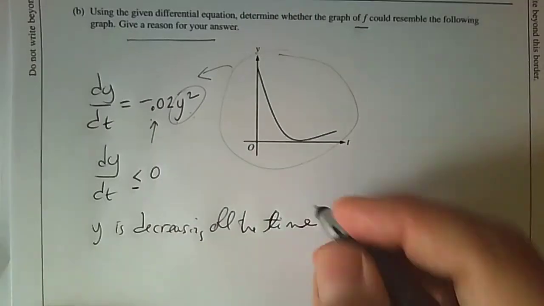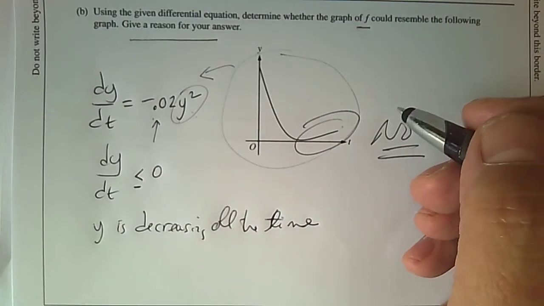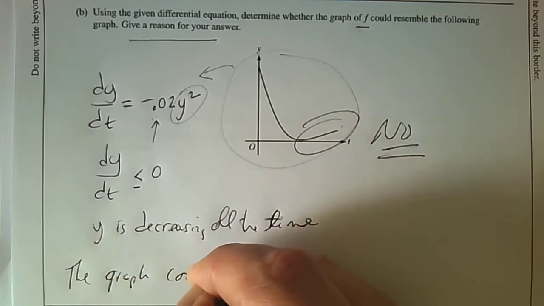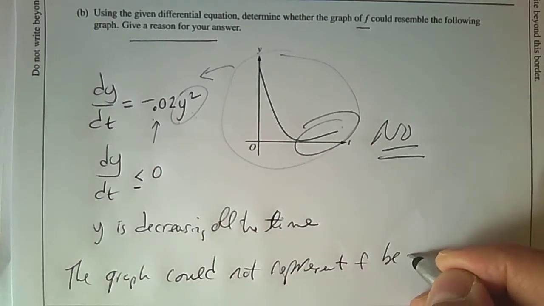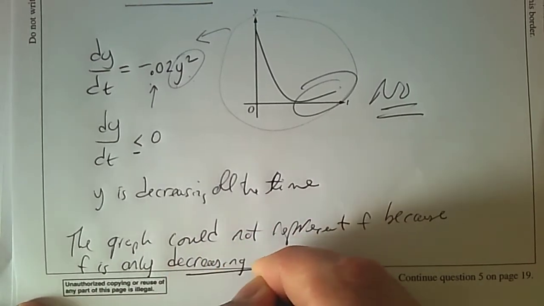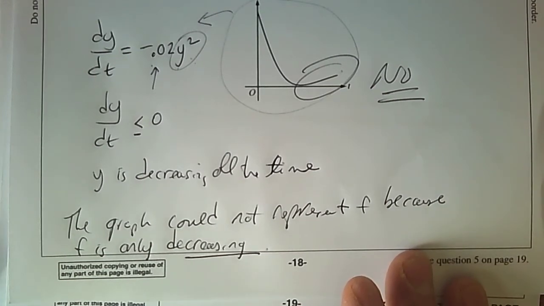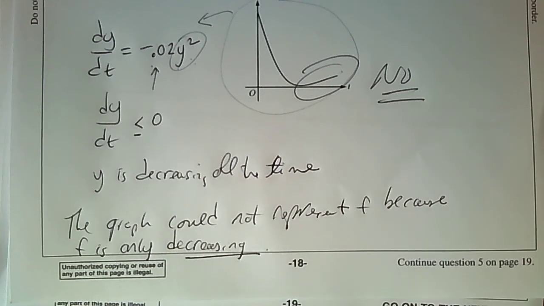Now look at the graph. Is this graph decreasing all the time? No. So the graph could not represent f because f is only decreasing. And those are great words to use in a calculus exam. Increasing and decreasing, beautiful words. So the graph could not represent f because f is only decreasing. And you can see a part there that is not decreasing. Beautiful.